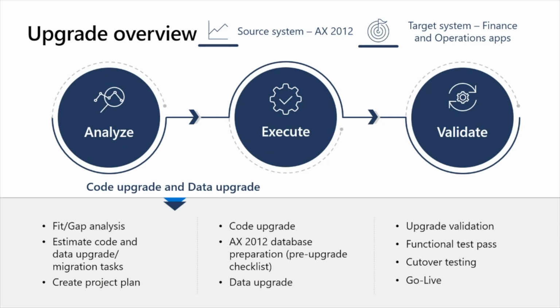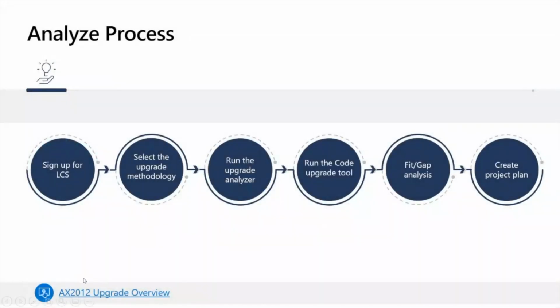So what I want to do is take you through each one of these phases, and there are sub-activities for each. Starting with the analyze process, there are certain sub-activities. The first thing is you need to get access to LCS, and there are different ways for doing that. We'll be talking about that in the next few slides.